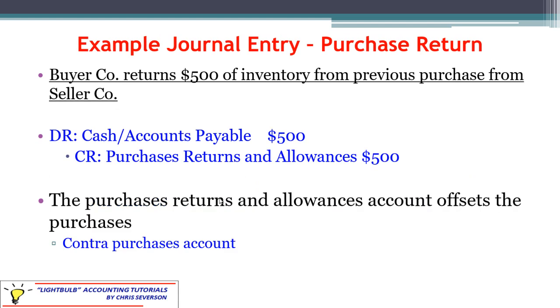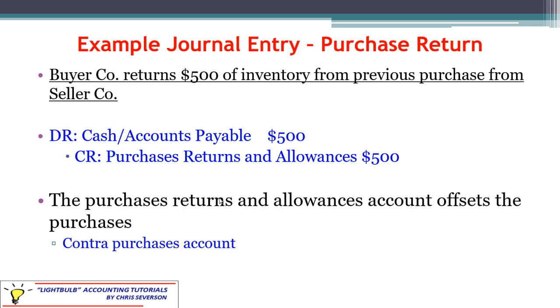Now let's say we have a return. So they've returned $500 of inventory from a previous purchase. So they debit cash or accounts payable because they're either getting their money back or their accounts payable is being reduced by $500. And then they credit the purchase returns and allowances account.